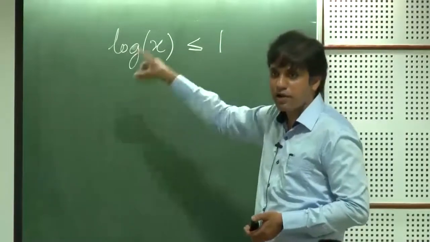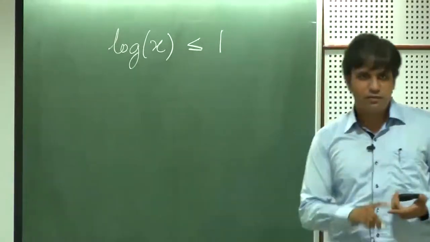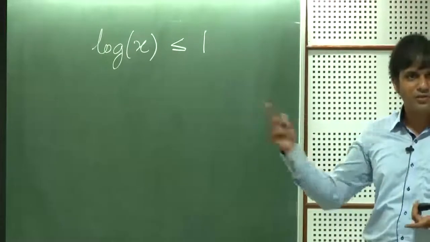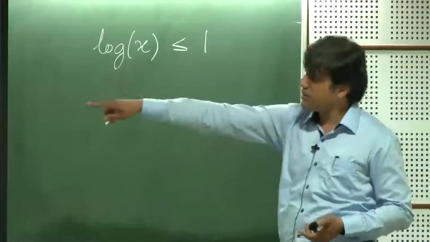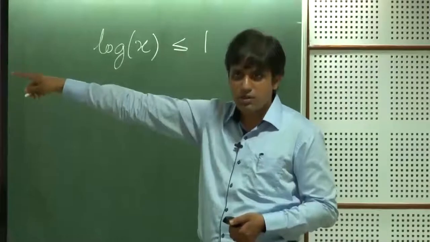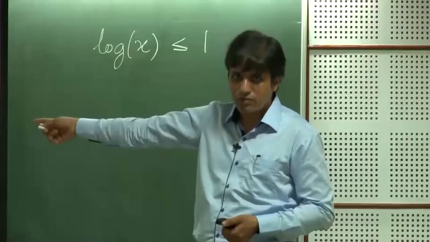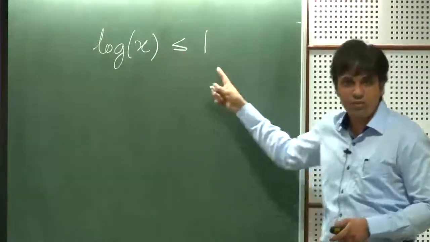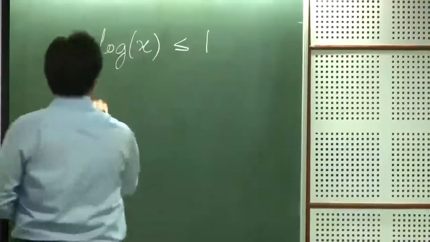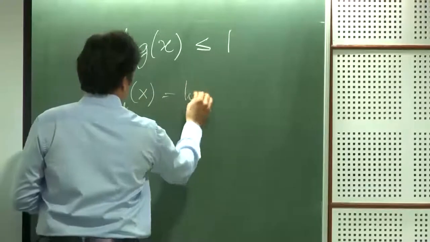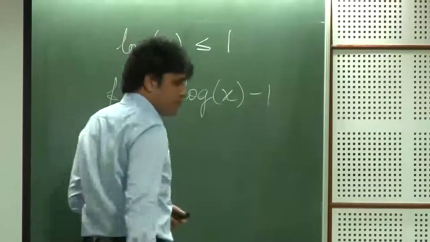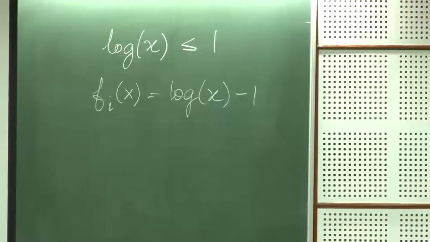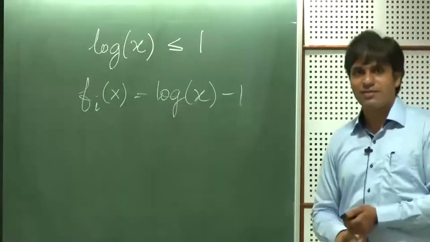But what kind of function is log x? What is the derivative of log x? 1 by x. What is the second derivative? Minus 1 by x square. Minus 1 by x square is always negative, which means that it is a concave function. But the standard form does not allow concave less than equal to 0. It requires convex less than equal to 0, but we have concave less than equal to 0. So this function is not allowed. It is concave, and therefore the problem looks non-convex. Not only that, if you put it in a software, the software will give you an error: this is a non-convex problem.